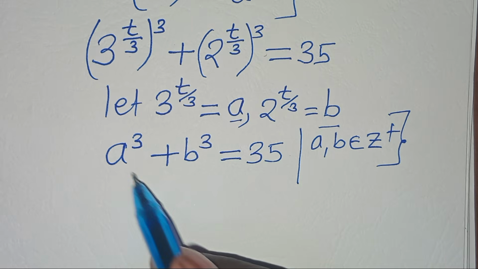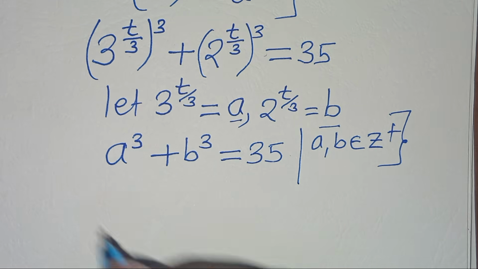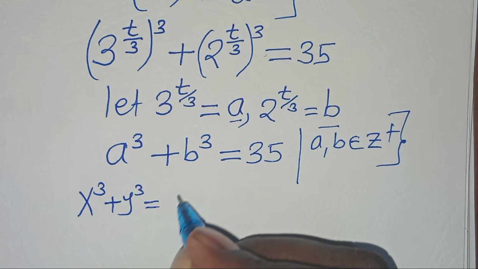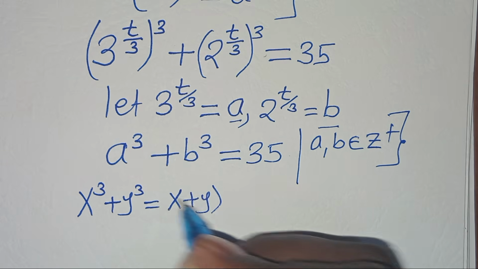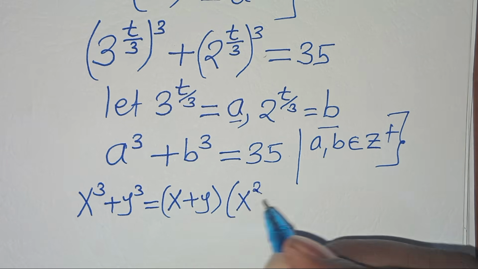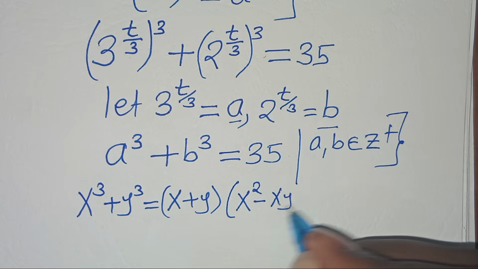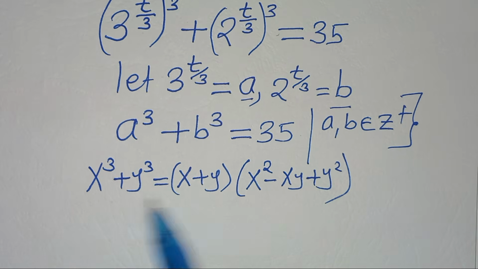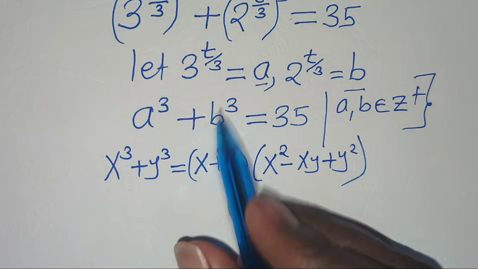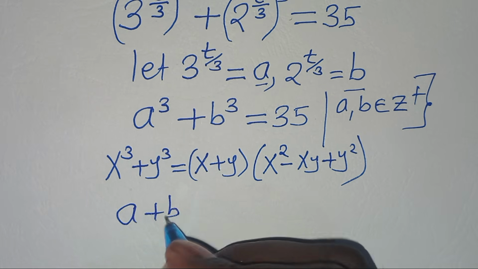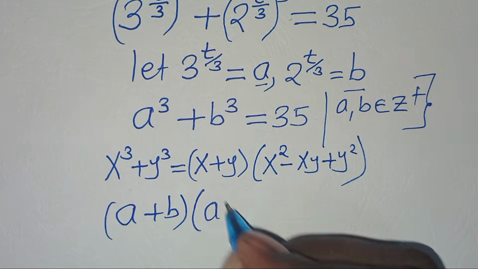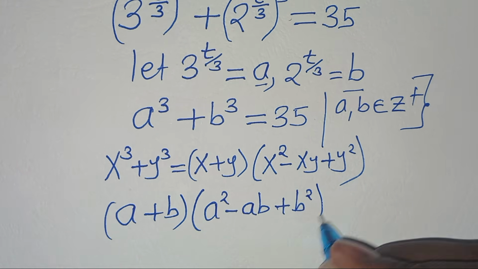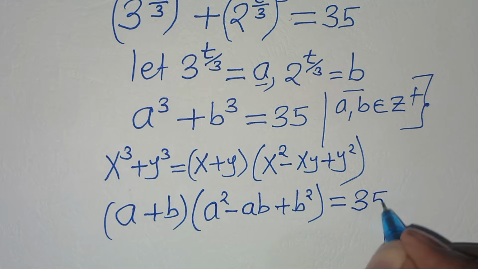Now, the next step is that this is the sum of two cubes, expressed as x to the power of 3 plus y to the power of 3, which we can express as x plus y, times x to the power of 2, subtract xy, then plus y to the power of 2. Applying this identity, we have a plus b multiplied by a to the power of 2, subtract a times b, then plus b to the power of 2, equal to 35.